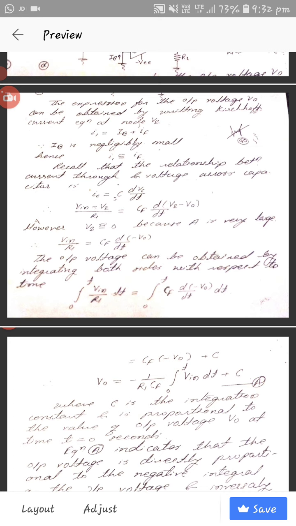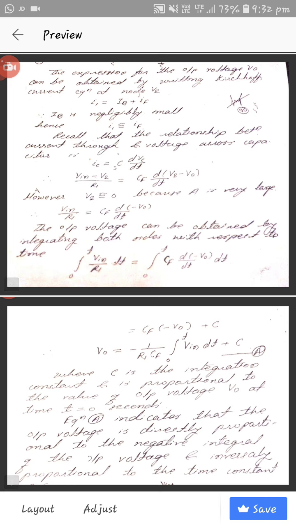Recall the relationship between the current through and the voltage across a capacitor: the capacitor current IC = C dVc/dt. So (Vin - V2)/R1 = CF d(V2 - V0)/dt. However, V2 is approximately 0 because A, the gain of the circuit, is very large, so the V2 node voltage is approximately 0.